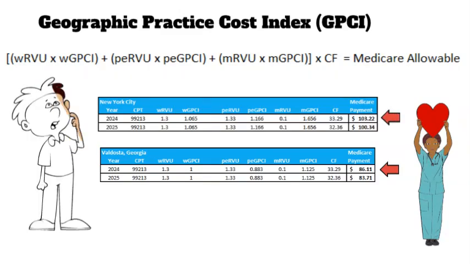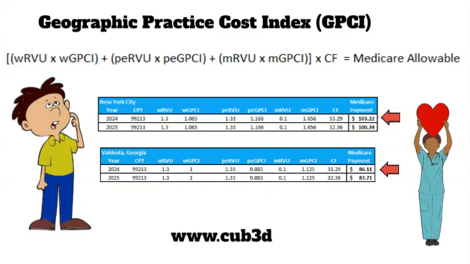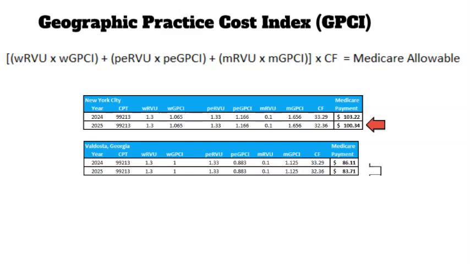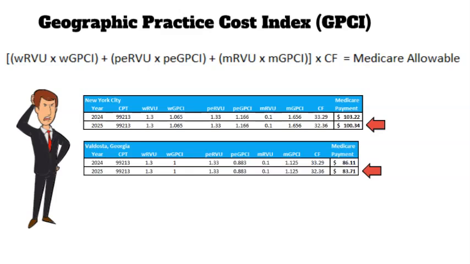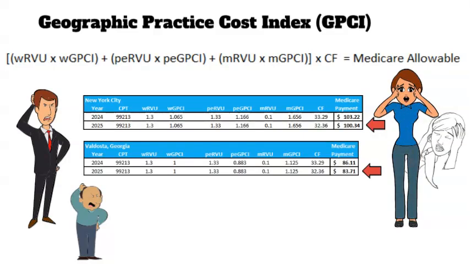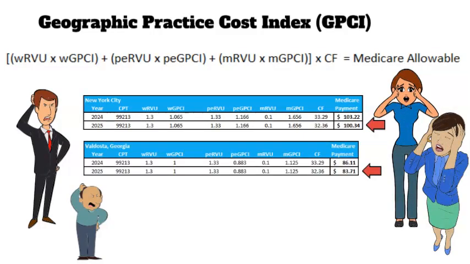Remember, that payment difference is based on location and the cost of practicing medicine. Now let's assume that Medicare does not change the RVUs or GPCIs for 2025, but follows through on the changes in the CF. As you can see, the New York City and Valdosta doctors will, for the same procedure and work, lose about $3 for a 99213 performed in 2025. In New York City, the payment drops from $103 to about $100, while in Valdosta, the payment is cut from $86 to about $84. This cut was slated for almost all CPT codes for 2025.